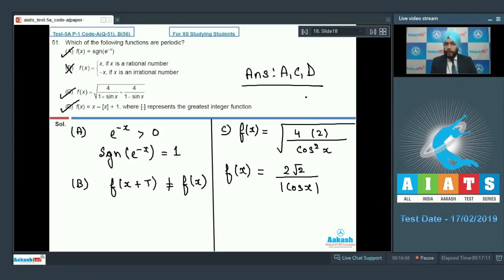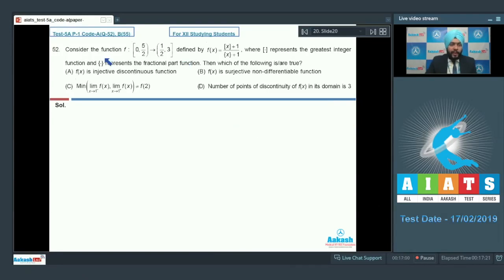Let us move on to question number 52. Question number 52 says: consider a function f from [0, 5/2) to (1/2, 3], defined by f(x) equal to (greatest integer x plus 1) upon (fractional part x plus 1), where the symbols have the usual notations. Then which of the following are true?